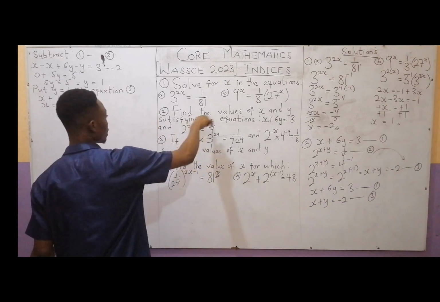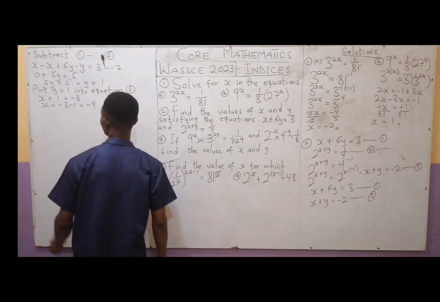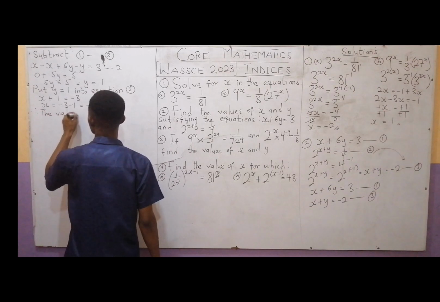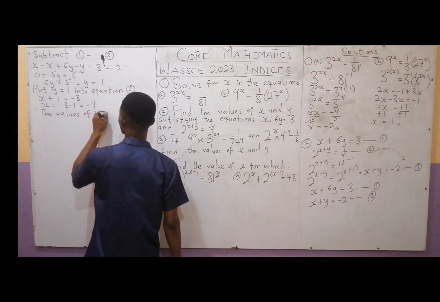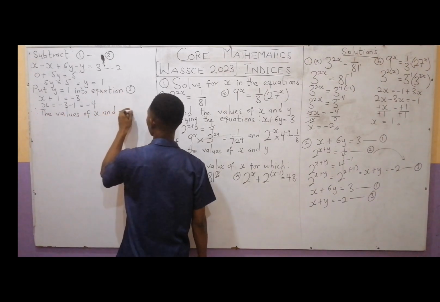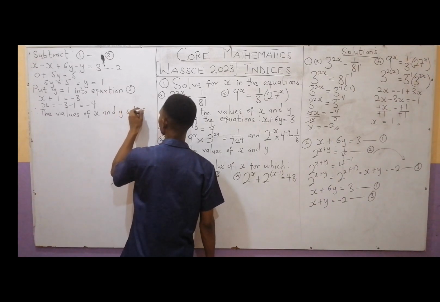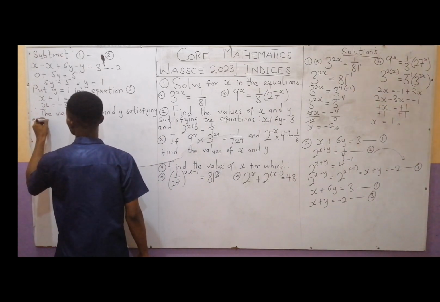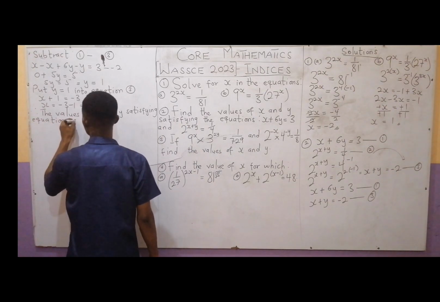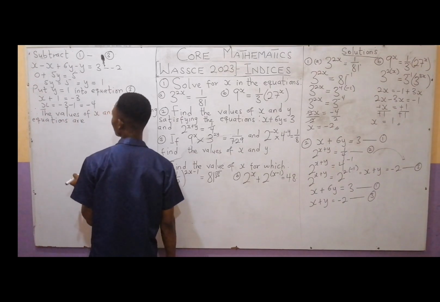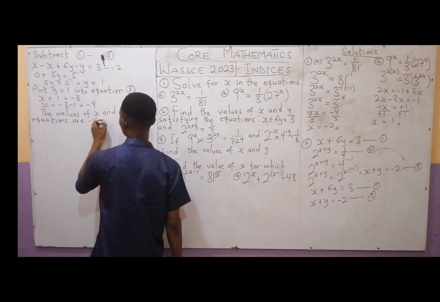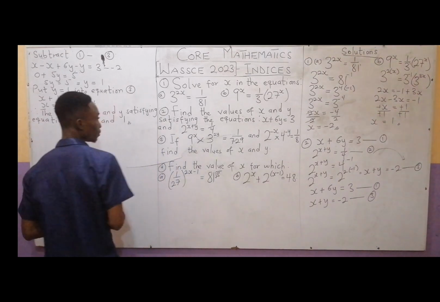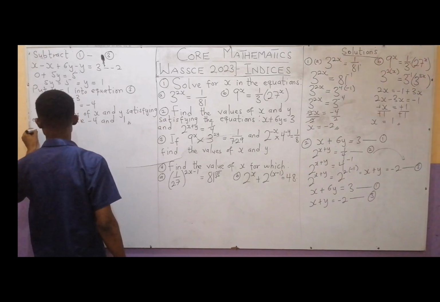So the question says find the values of x and y satisfying the equations. So therefore, the values of x and y satisfying the equations are, so x should come first, so x equals negative 3 and y equals positive 1. We are going to go with that. The third one.